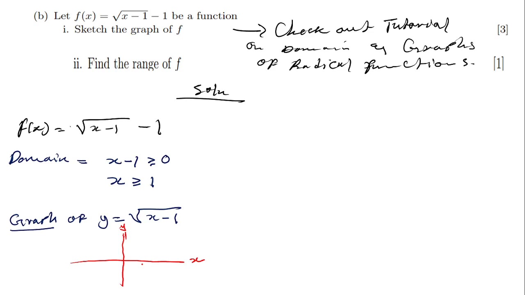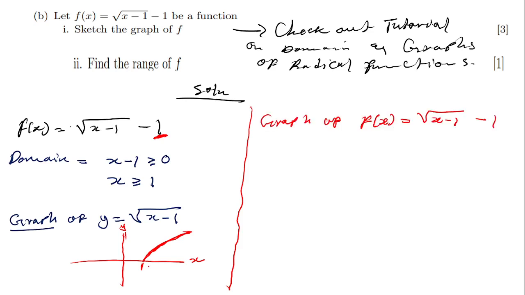So once you know how to sketch the graph, you're now going to check out this -1 there. The graph of the equation, which is f of x is equal to square root x minus 1 minus 1, depends on this graph, such that you are just going to move down the same value, which is -1. We are just going to move it down there. So this is how it's going to look like.